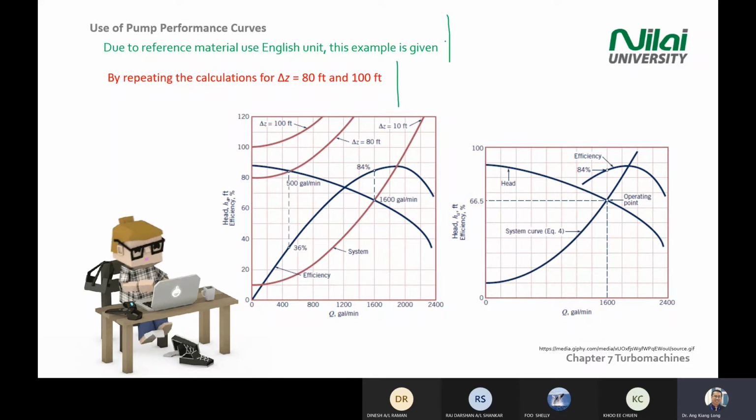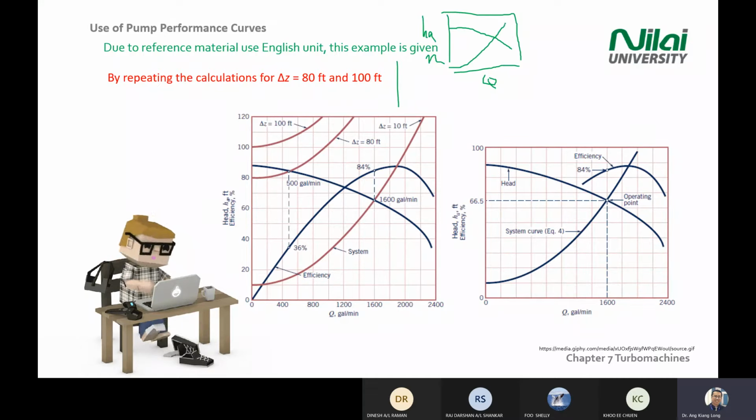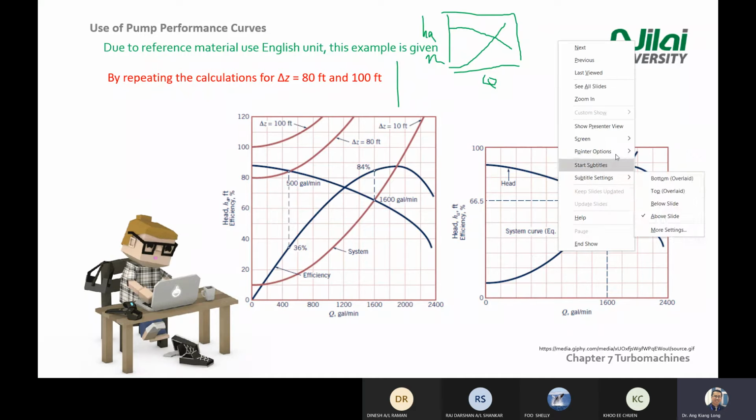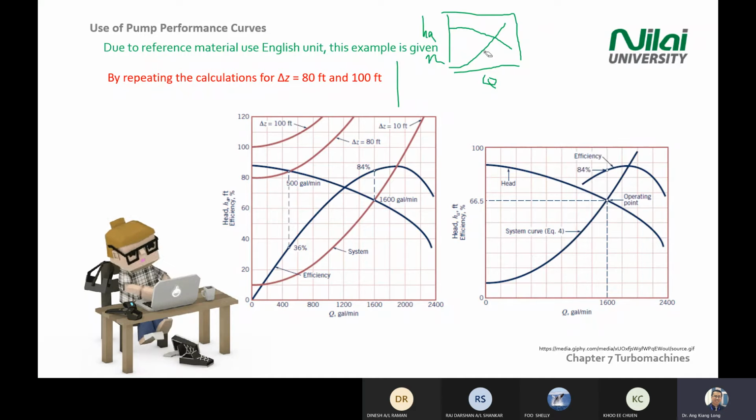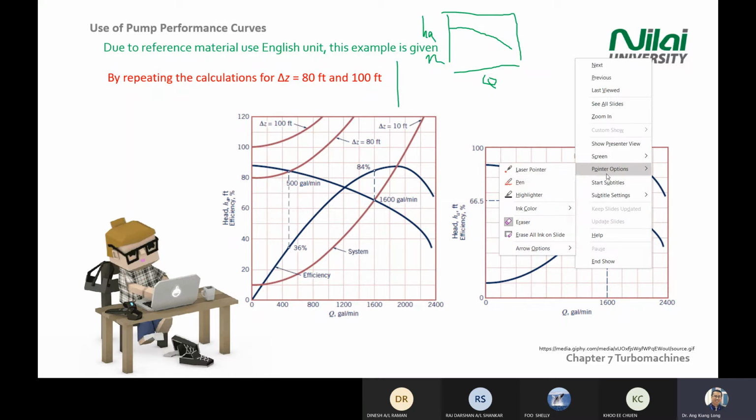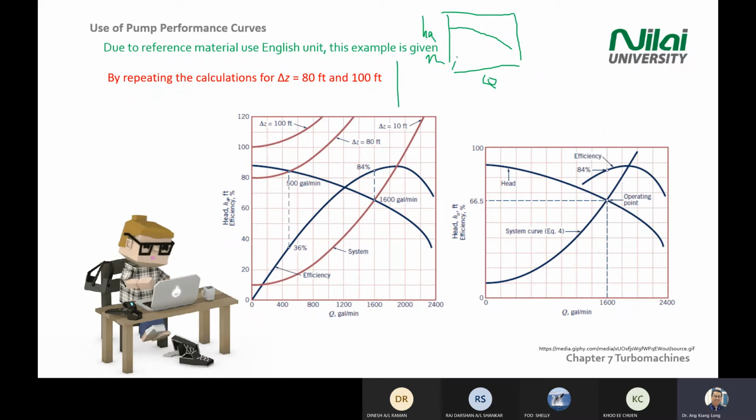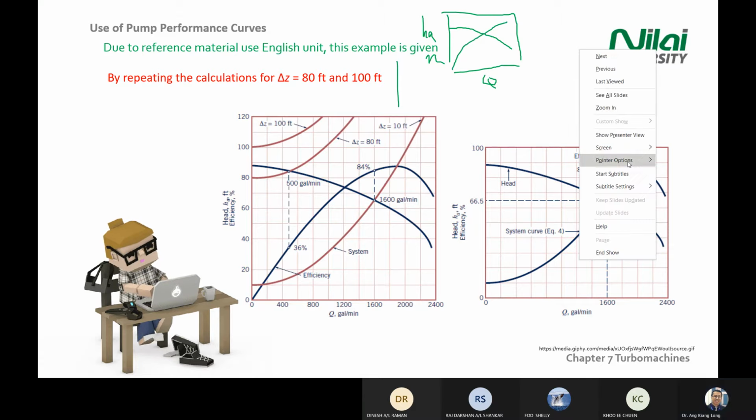If you want to use the manufacturer graph, before you solve this question, you need to get a graph with HA, efficiency and Q. On the manufacturer graph, you are seeing two lines. One is the head line, one is the efficiency line. Okay, sorry, I'm plotting the wrong one. Let me erase this one. So you will get the head line and the efficiency line. The efficiency line is a curve like that.